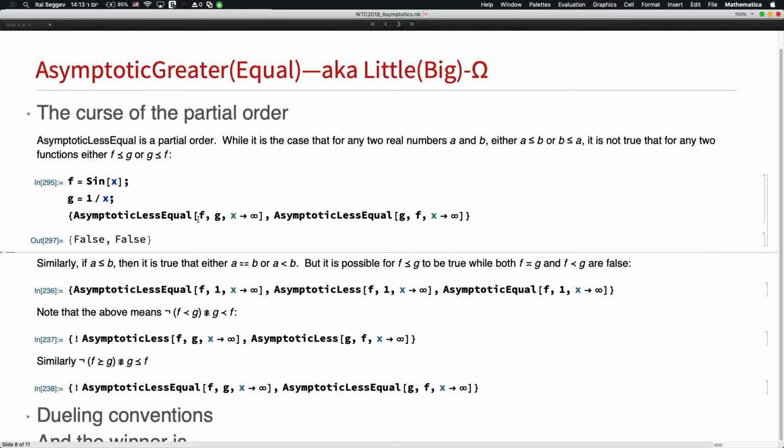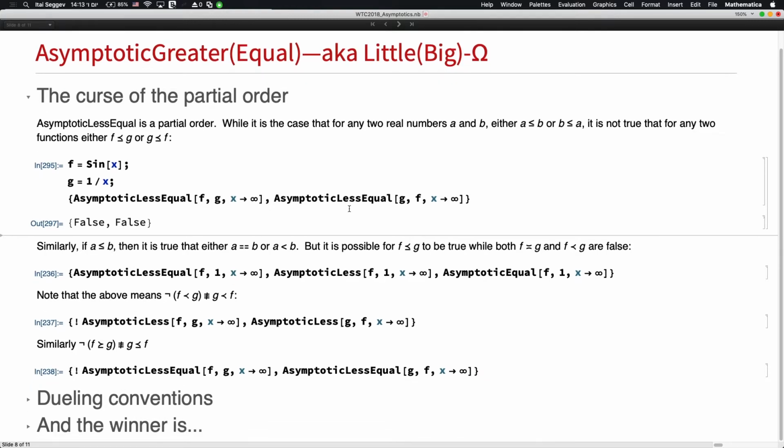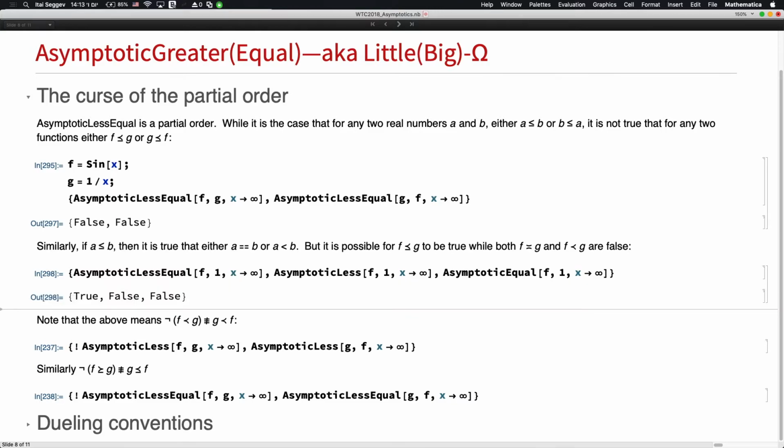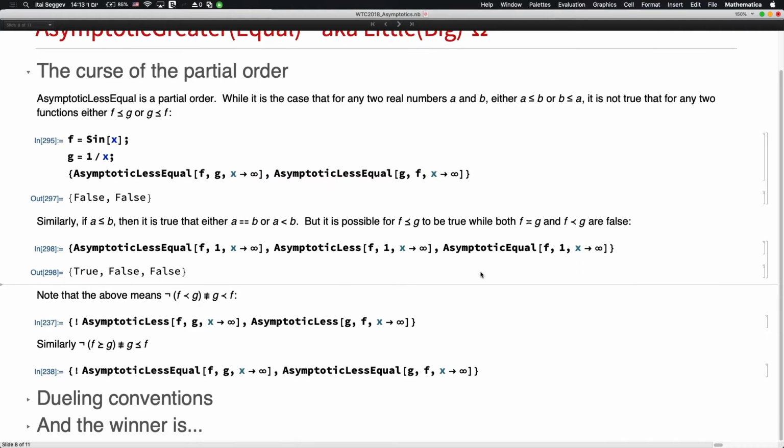And I apparently had a misclick here. So, the curse of the partial order. Asymptotic less equal is a partial order, unlike your familiar less and less than. While it is true that for any two real numbers, either a is less than or equal to b or b is less than or equal to a, that's not true for any two functions. You have incomparable functions. As an example here, f is sine of x and g is 1 over x.